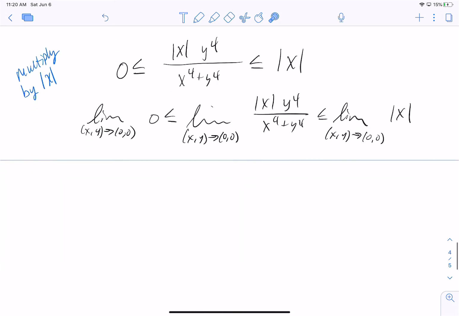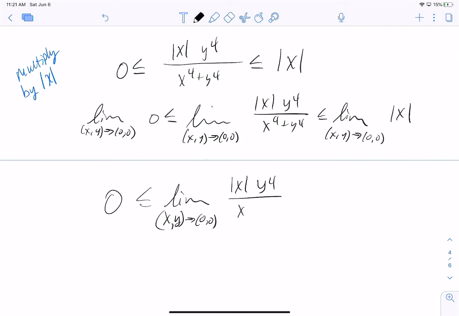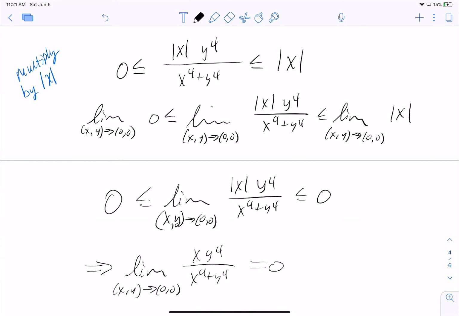Now, both ends of this have a limit of 0. So we are able to squeeze the limit as (x,y) approaches (0,0) of the absolute value of x times y to the fourth divided by x to the fourth plus y to the fourth between 0 and 0. That means that the limit that we're after is equal to 0.